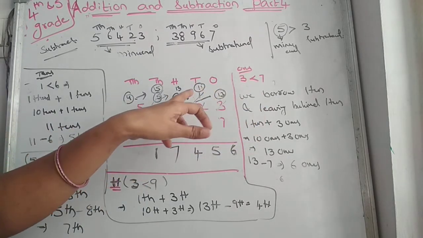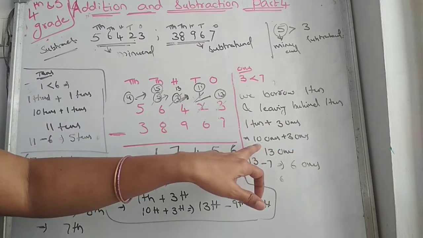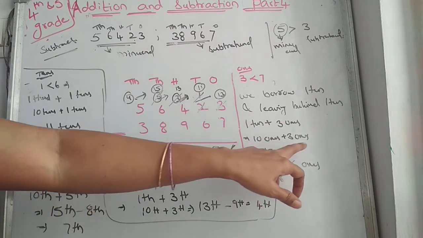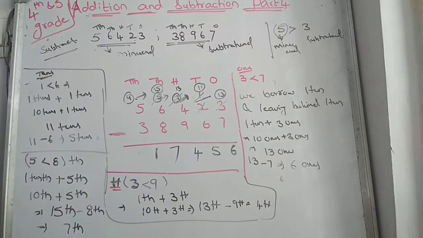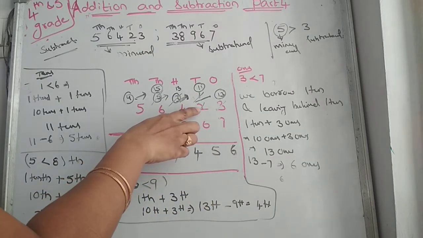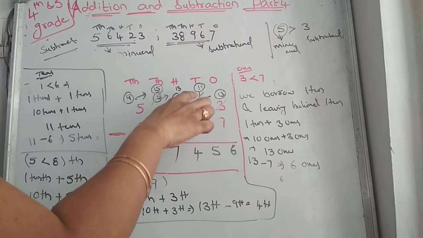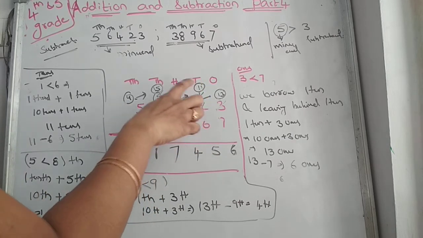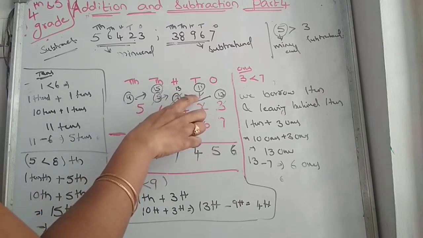Okay, if we borrow 1 ten, what happens here? 10 ones plus 3 ones equal 13 ones. So 13 ones minus 7 is 6 ones. Like this you can do all things. Here, 1 will decrease because we borrowed from the tens place. So instead of 2, the number will be 1 here.